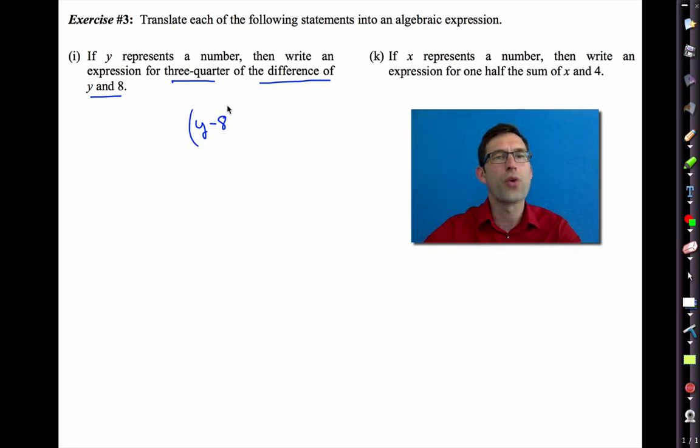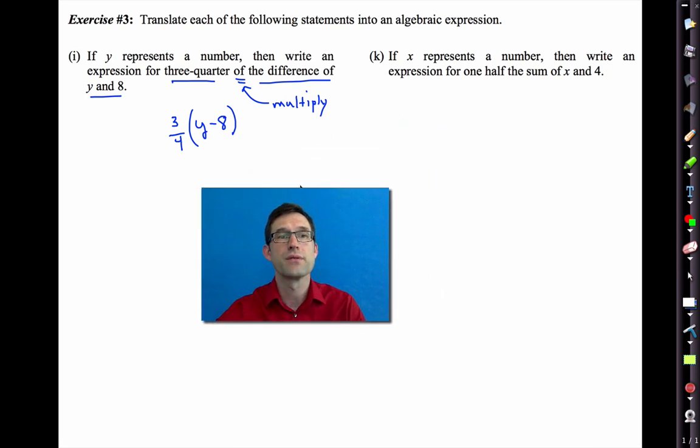Now, if I want 3/4 of, "of" is a good word to look for when it comes to multiplying, right? So when we say 1/4 of, or 1/2 of, or 3/4 of, we're multiplying. So we're taking y minus 8 and we're multiplying by 3/4.